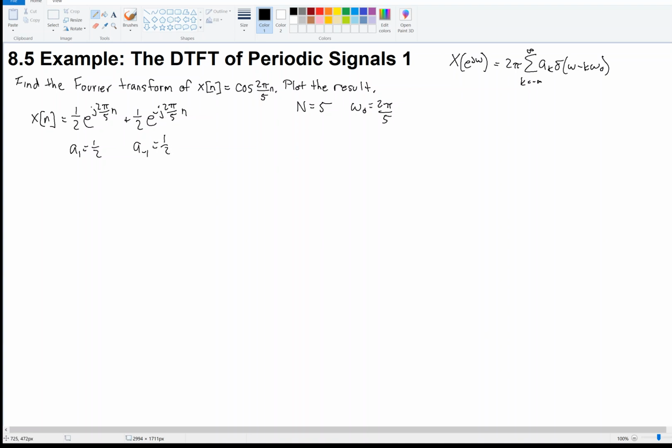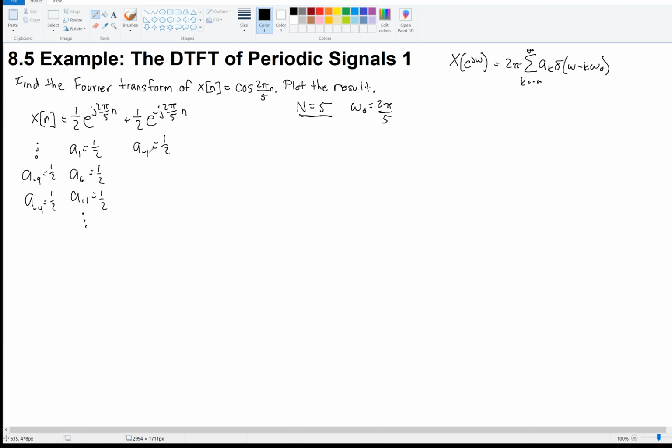Now, what you have to remember is that in discrete time, the Fourier series coefficients are also periodic with the same period. So that would make a_6 equal to 1/2, a_11 equal to 1/2. We can go the other way, right? Say a_minus 4 equals 1/2, because when I add 5 to it, that's a_1. And if I go backwards, a_minus 9 equals 1/2, and I can keep going. Okay, so those are all non-zero.